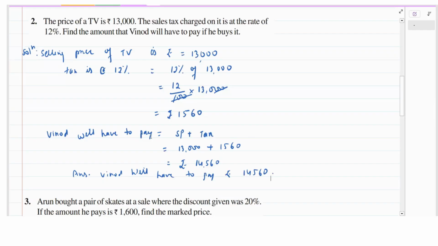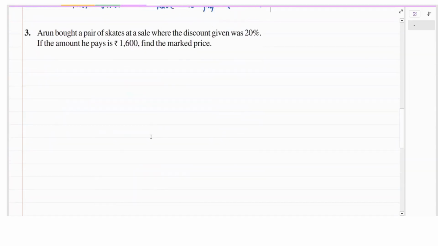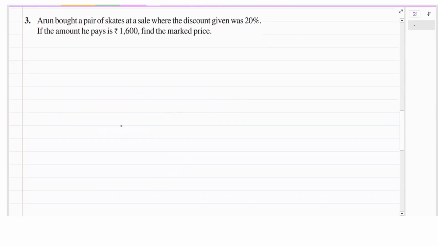Let's move to the new question, the third question. Here, Arun bought a pair of skates at a sale where the discount given was 20%. If the amount he pays is this much, find the mark price. Here the question is twisted a little bit. So what all is given we will write. They said discount. Discount is how much? At the rate of 20%.